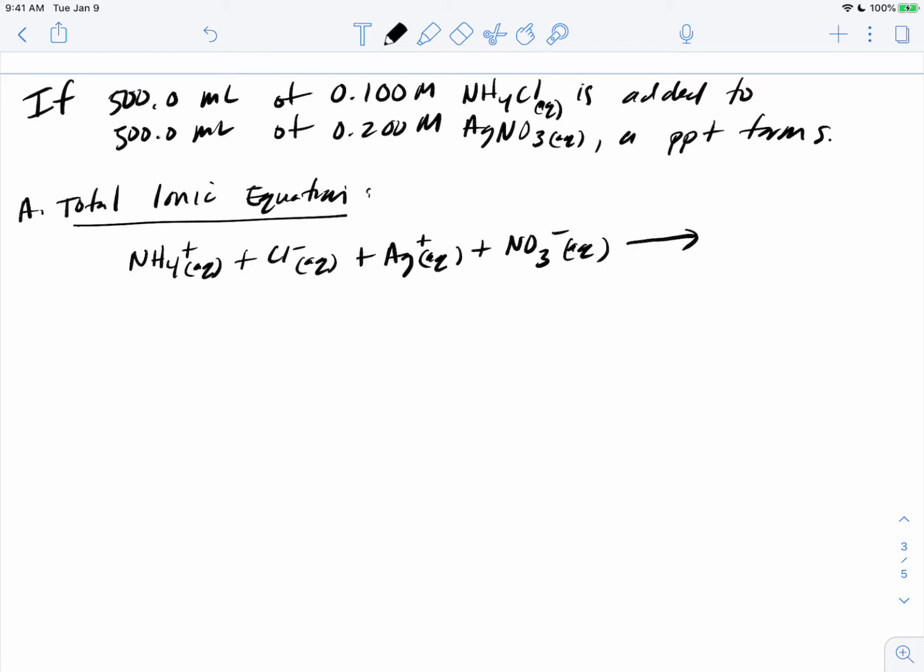First, I'm going to put the solid. And so I know that the precipitate would be between silver and chloride because they're insoluble. I also know that ammonium is never a form of precipitate, as well as nitrate. They are soluble with everything. So the only potential thing that could form a precipitate is silver chloride. And then what we have left is ammonium aqueous plus nitrate aqueous.